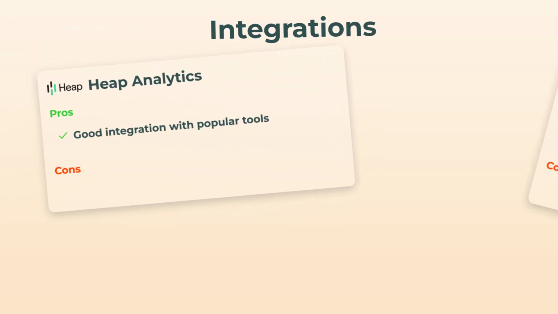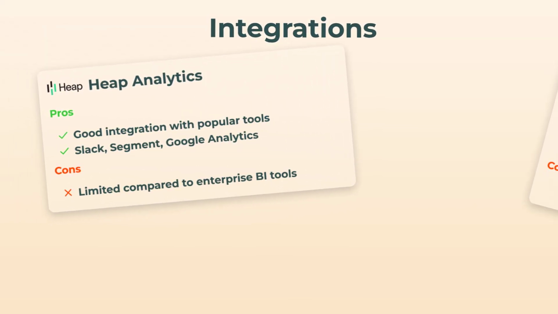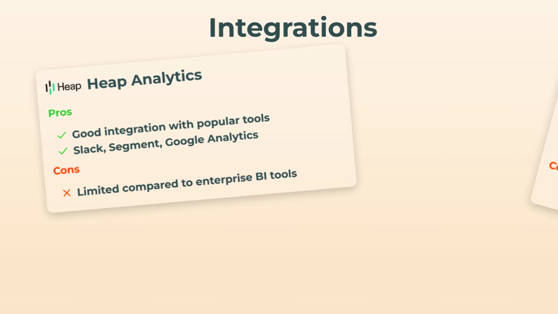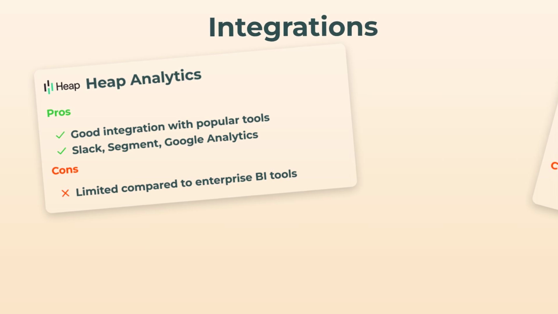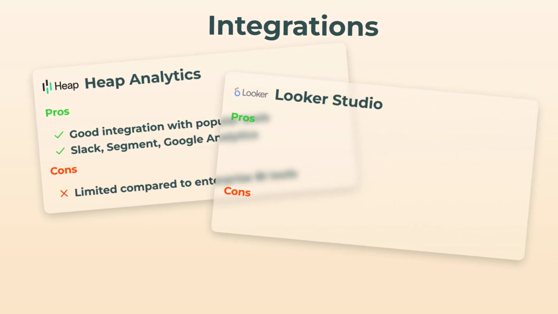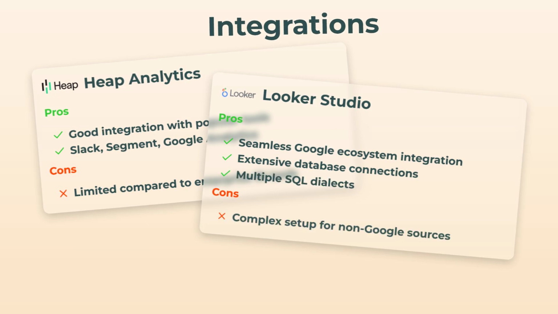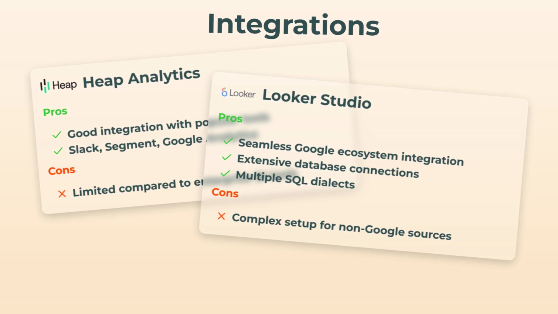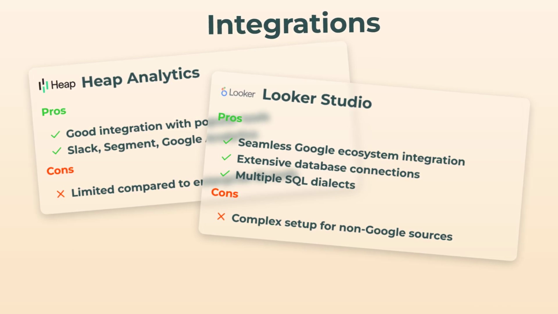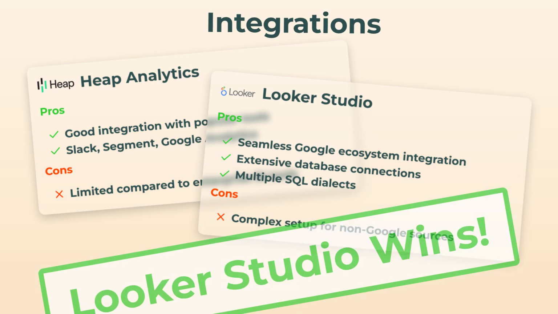Now, integrations. Heap does a nice job syncing with tools like Slack, Segment, Google Analytics, all the usual suspects. It's good, but if you're wanting super deep connections like the big enterprise BI platforms, it is a little limited. But then, Looker Studio? Oh man, you get seamless Google ecosystem integration, plus connections to pretty much any mainstream database, and support for way more SQL dialects. Only caveat? It can get a tad complex setting up sources outside Google. Still, the sheer breadth wins it for Looker Studio in this category.